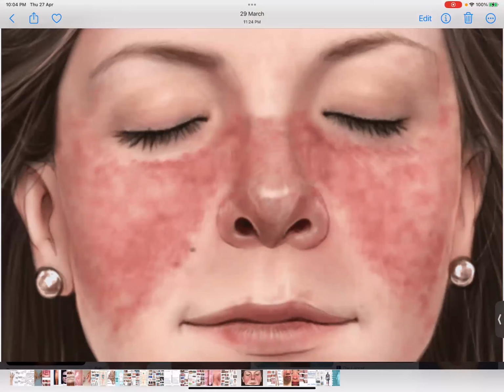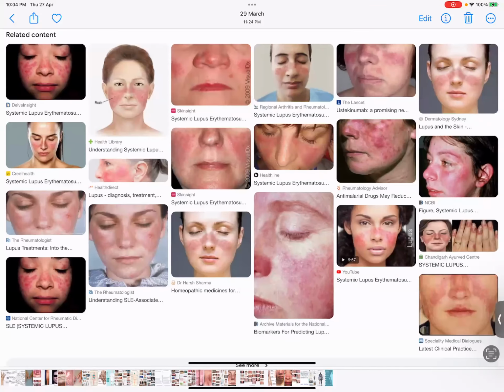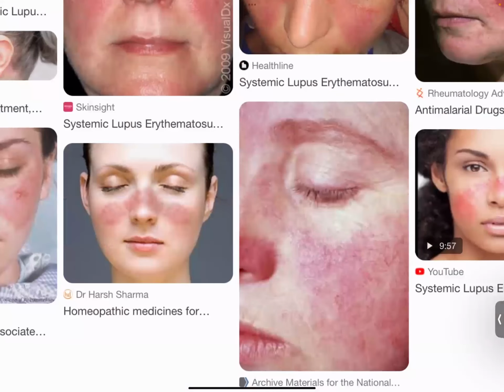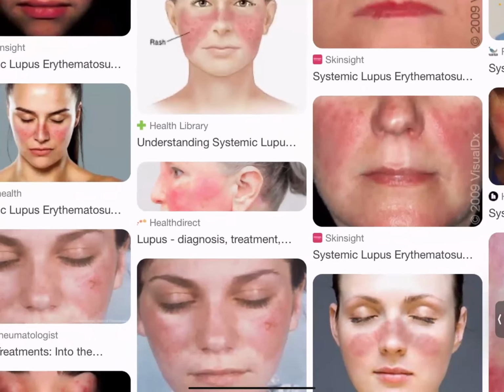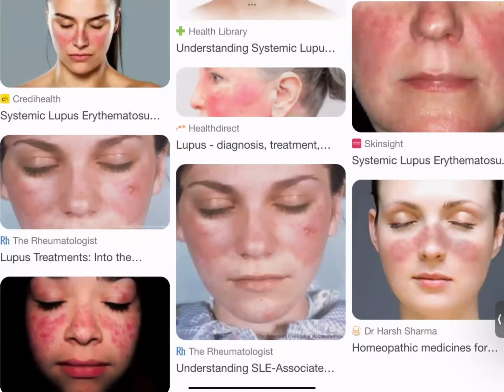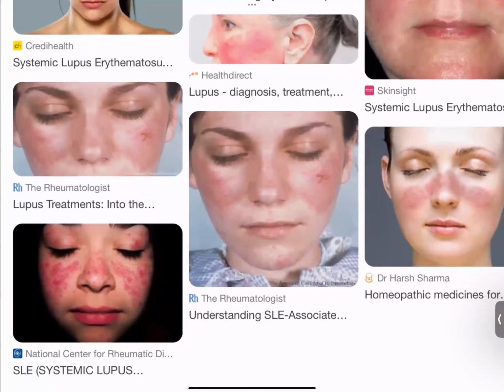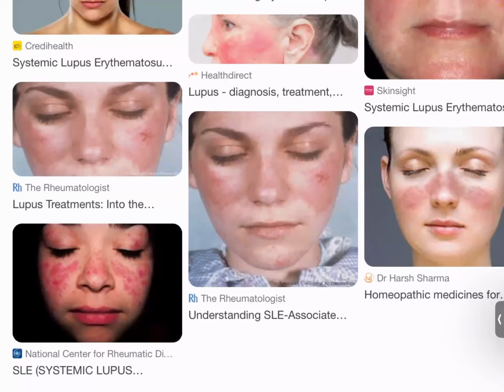This is the malar rash preserving the nasolabial fold. If you find the skin rash is involving the nasolabial fold, this is lupus pernio, diagnostic for sarcoidosis. This is the malar rash or butterfly rash, characteristic of systemic lupus erythematosus. Very beautiful, and spot diagnosis.